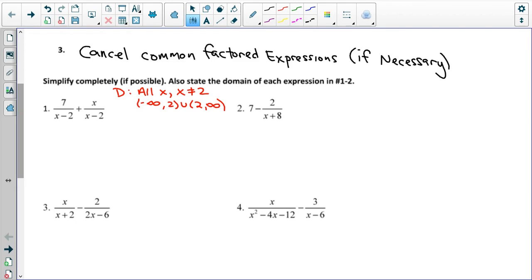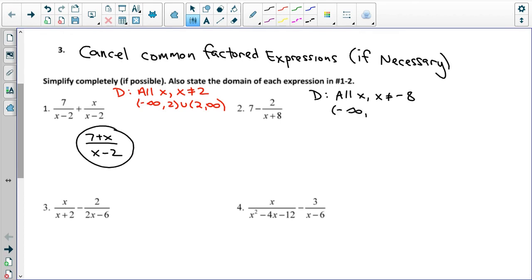Now, if we look at number 1, the denominators are already the same. So all I have to do is add the numerators, and I'm done. I can't cancel anything. Remember from the last video, I can't cancel these x's out because they're part of a larger expression. So I'm done there. Problem 2, the domain has a restriction. All x's are fine, except x cannot equal -8, because if I sub in -8, the denominator is 0. So that's negative infinity to -8, union -8 to infinity.